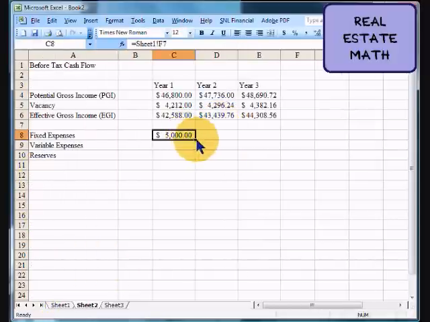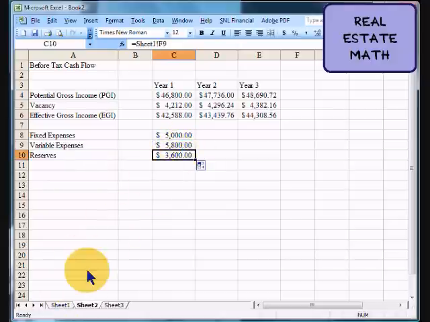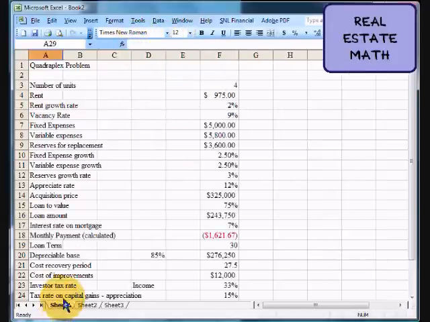And my variable and my reserve expenses, 58 and 3,600. To get those there, I simply copied this cell down and it did the same thing. It copied the reference to this other cell, and this one copied the reference to that other cell. You can see the value here for reserves is sheet 1, cell F9. I go back here, I have sheet 1, which is where I am, and cell F9 is my reserves for replacement.